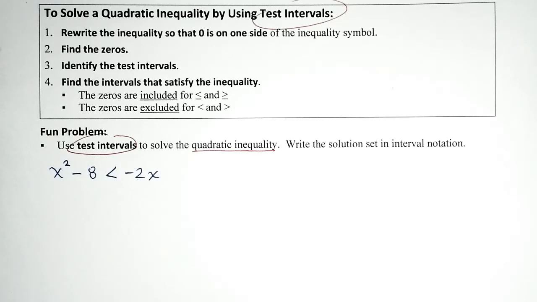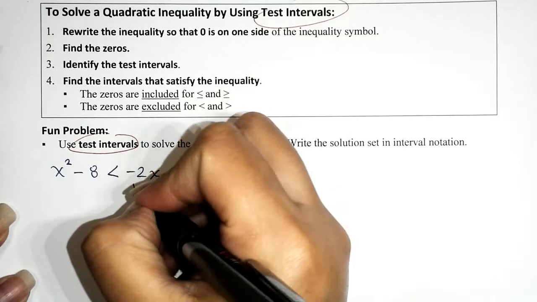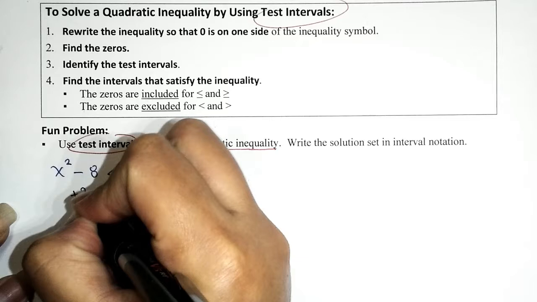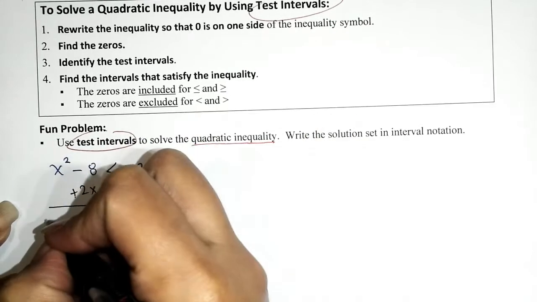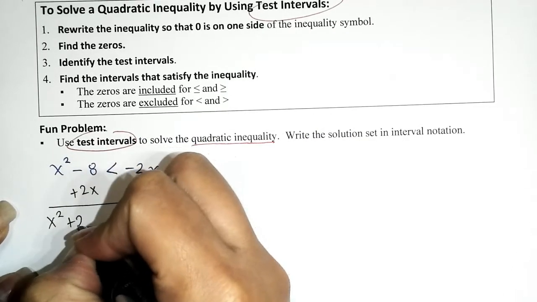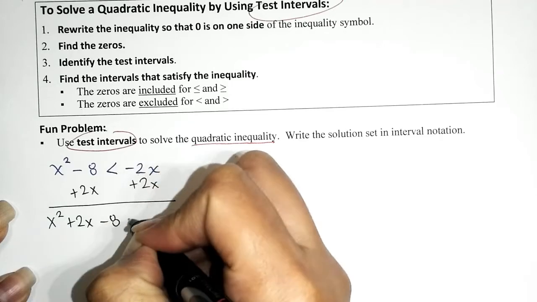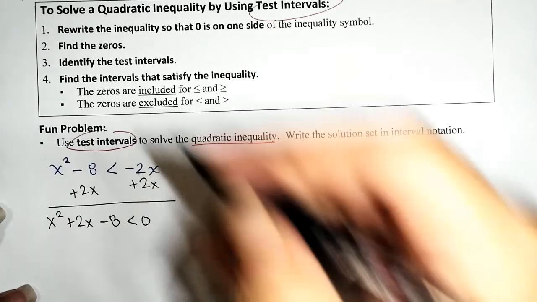What is the first step? The first step is to fix it so there's a 0 on one side of the inequality symbol. I don't really care where the 0 stands, left or right, just set it equal to 0. To do that, we're going to move that negative 2x by adding it to both sides. That leaves us x squared plus 2x minus 8 is less than 0. So goal 1 complete.